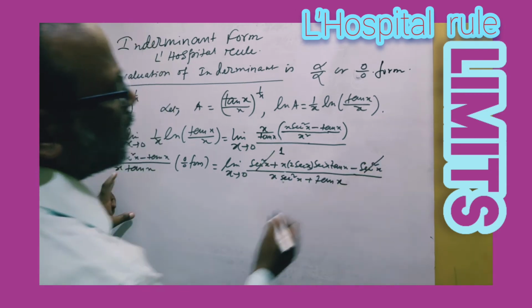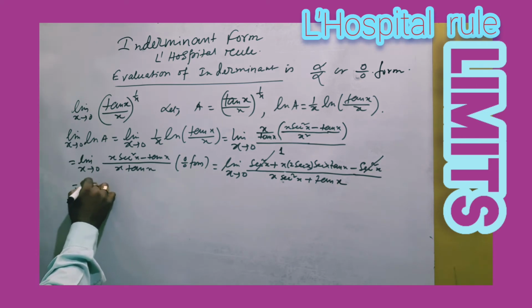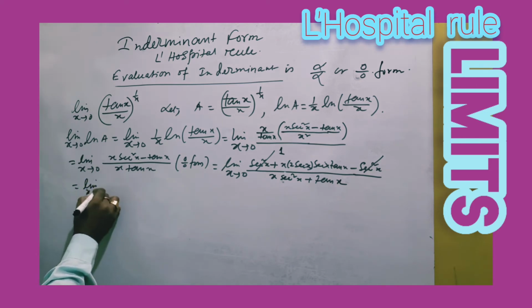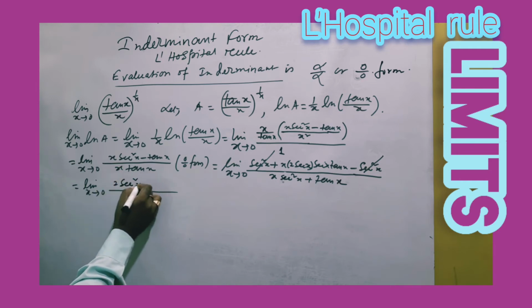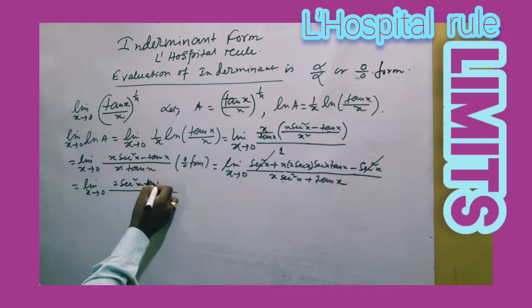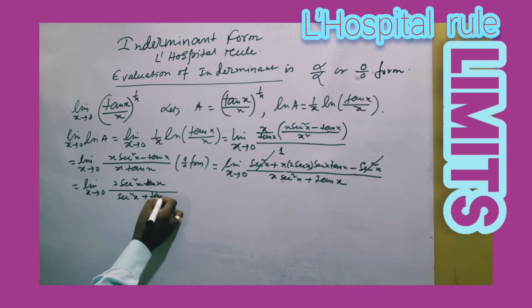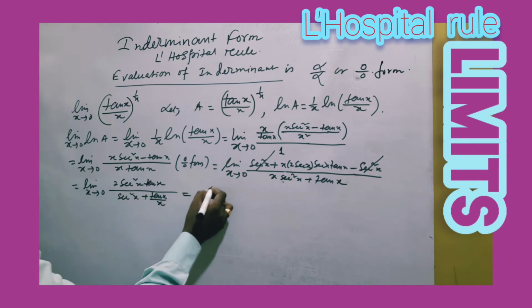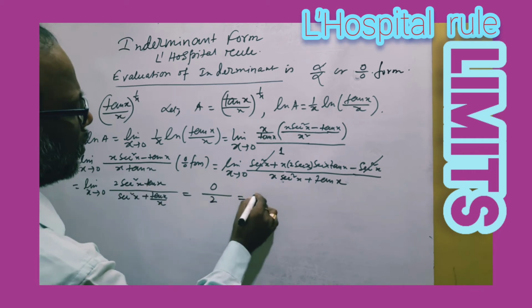Okay, and divided by x, limit x tends to 0, divided by x, this is 2 sec square x tan x, sec square x, tan x by x. This is actually 0 tan 0 0, and this is here 2, this is 0.